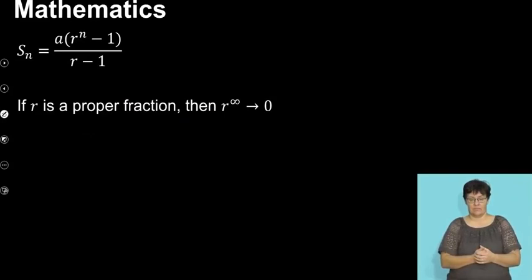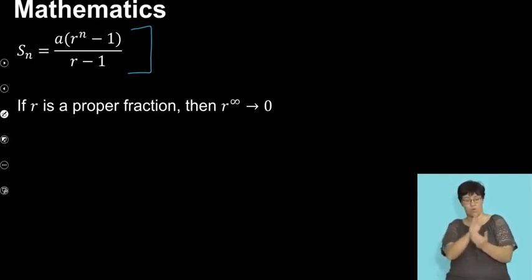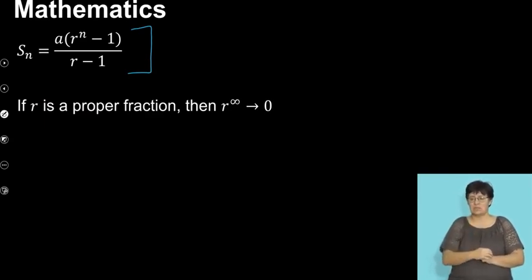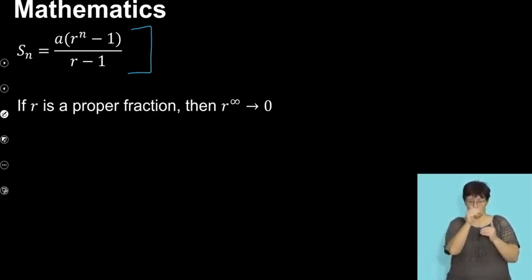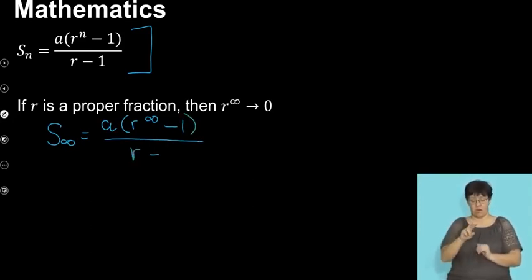So what I have on the board is our good old geometric series formula. But now we're going to see what actually happens if r is a proper fraction and when r to infinity is approaching 0. So essentially all that this means is that the terms with this ratio are getting closer and closer to 0. So the sum to infinity will be equal to a times r to infinity, because remember I'm taking the sum to infinity, so the ratio to the power of infinity, minus 1, over r minus 1.